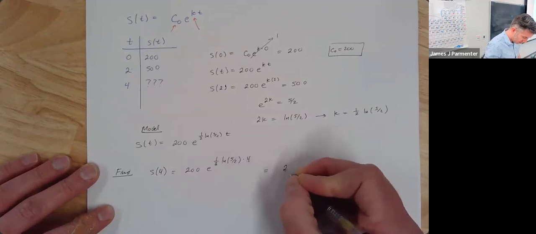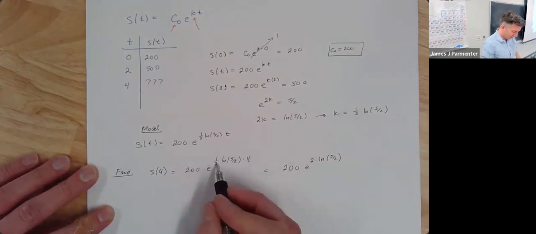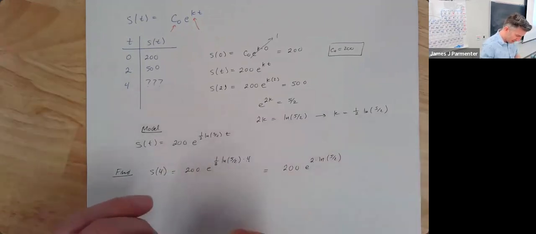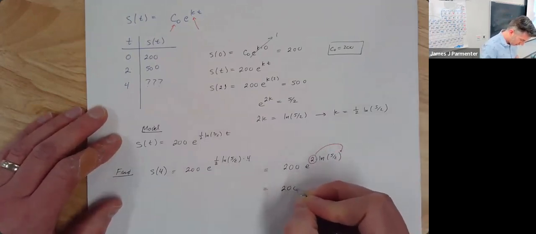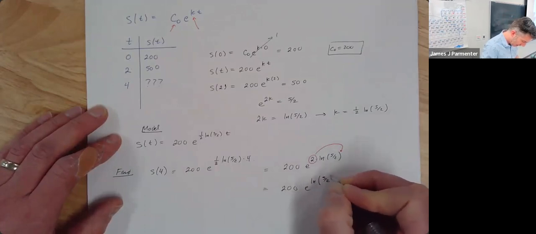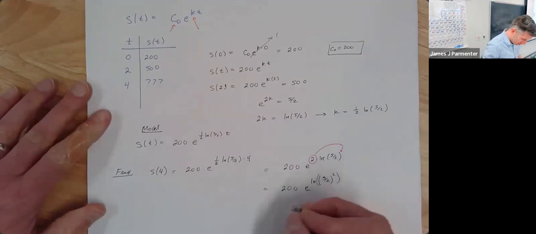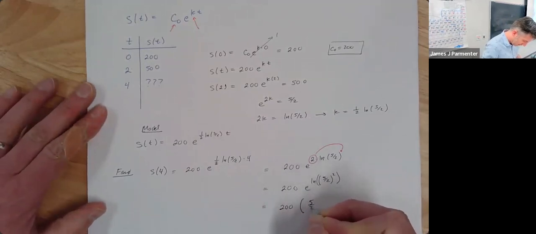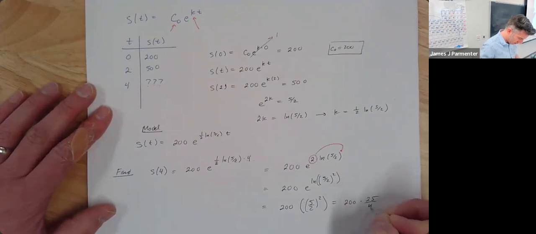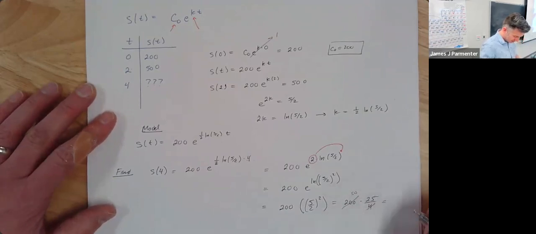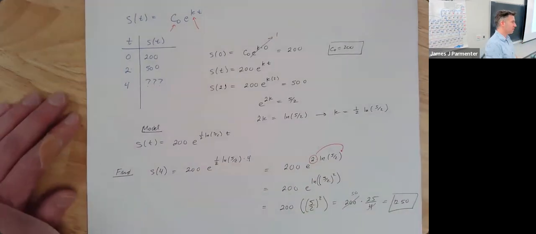Here's what I mean. We're going to write this as 200 e to the 2 times natural log of 5 halves, because 1/2 times 4 is 2. And then that 2 can come up as the exponent in the natural log. So I can rewrite this as 200 e to the natural log of 5 halves squared. But then e to the natural log of some stuff is just the stuff. So this is really equal to 200 times 5 halves squared, which is then 200 times 25 over 4. 200 divided by 4 is 50. 50 times 25 is 100 times 12.5, so 1250. That's how many squirrels there are going to be in another 2 years.